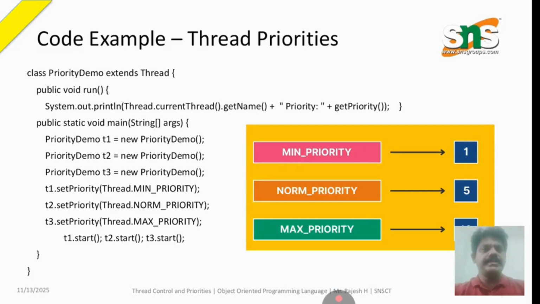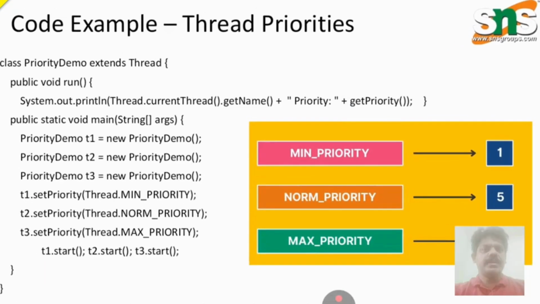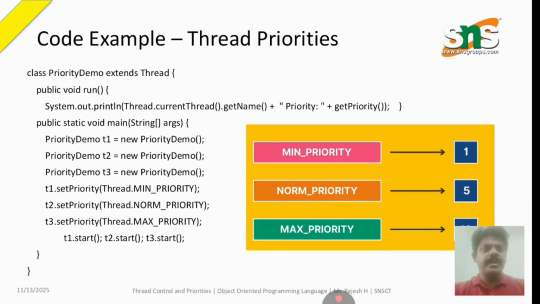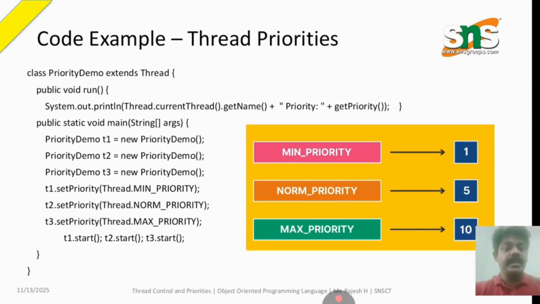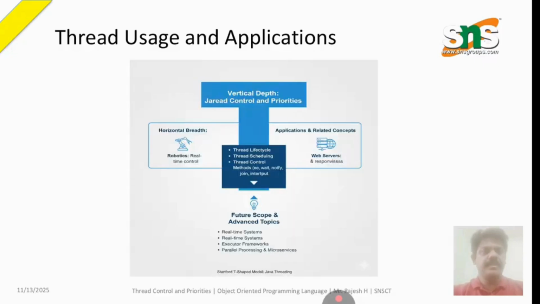And here is a code example. It is clearly mentioned that the minimum priority is 1, the maximum priority is 10, and the normal priority is 5. You can see the demo of how we set the priority, minimum, normal, and maximum, in the Java code, and you can try out this code to see the output, how the thread is being controlled with the priorities.